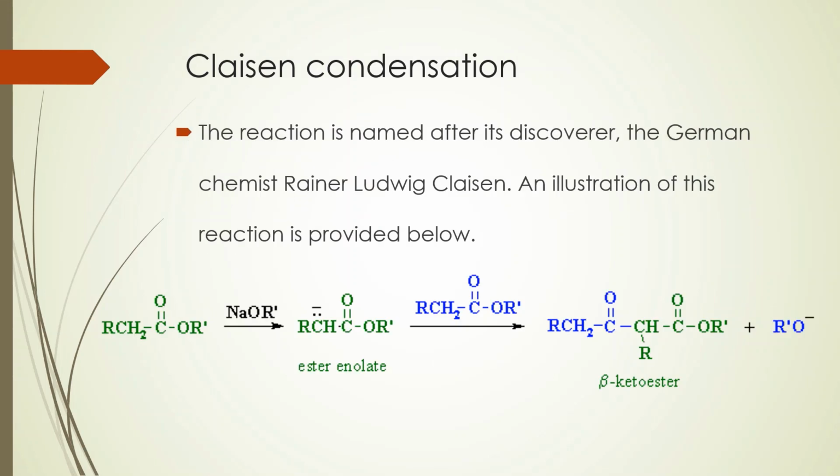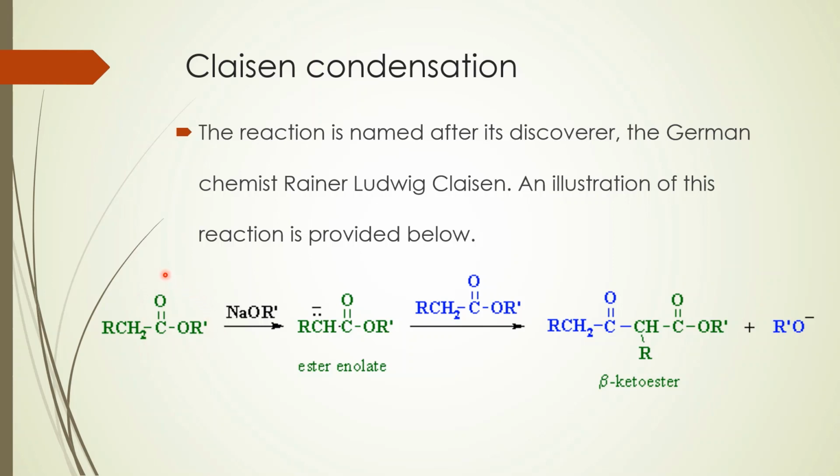Now we will see the reaction. This Claisen condensation reaction is named after its discoverer, the German chemist Rainer Ludwig Claisen. Here is the reaction, where this is one molecule of ester. It is known as an ester because it has a functional group COOR.